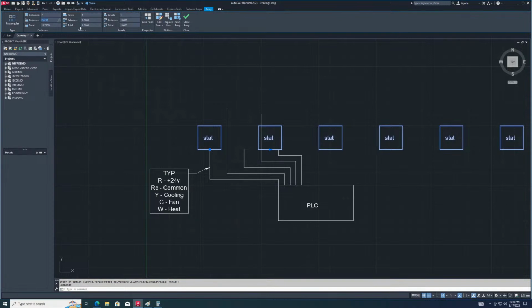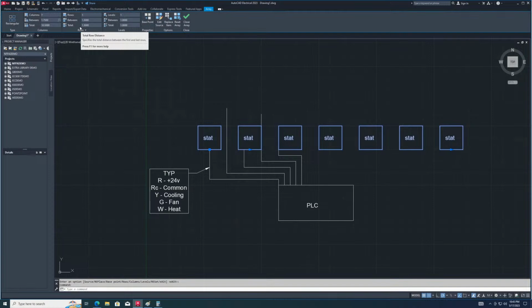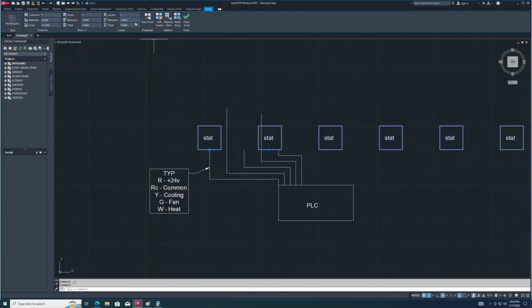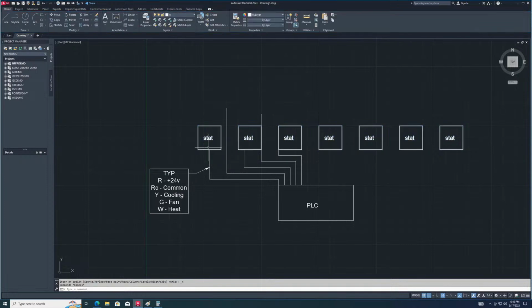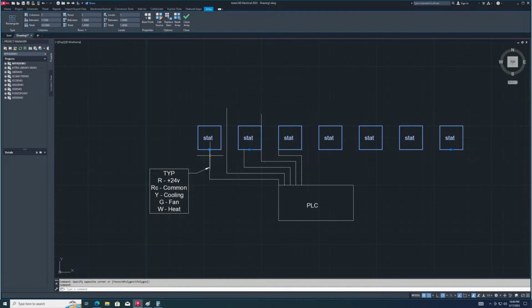Base point 0.75. Bro, the base point is right here.